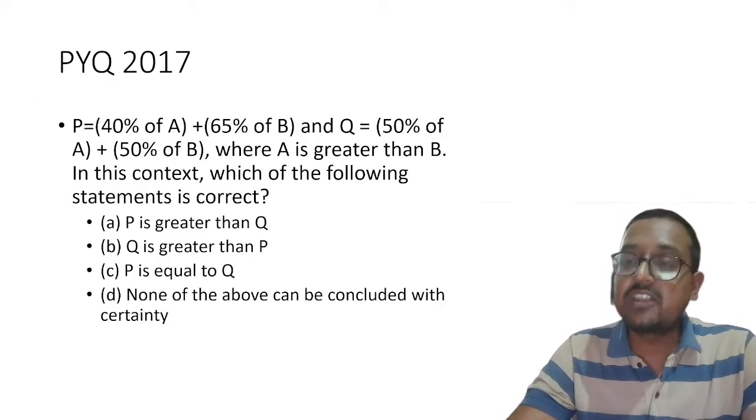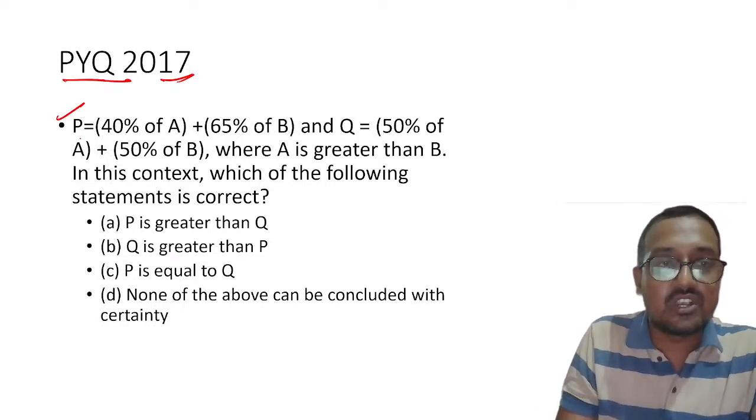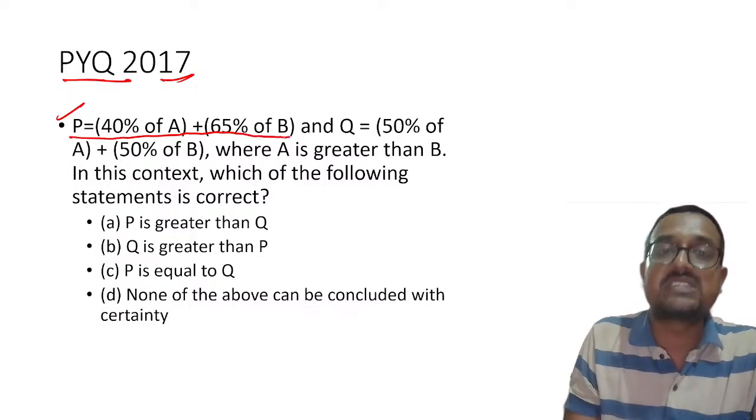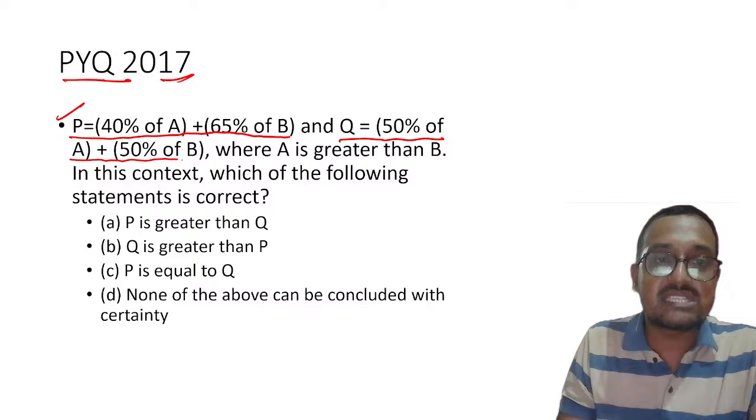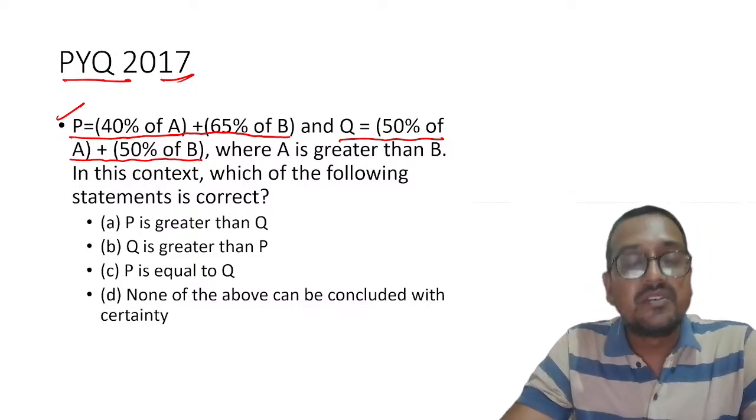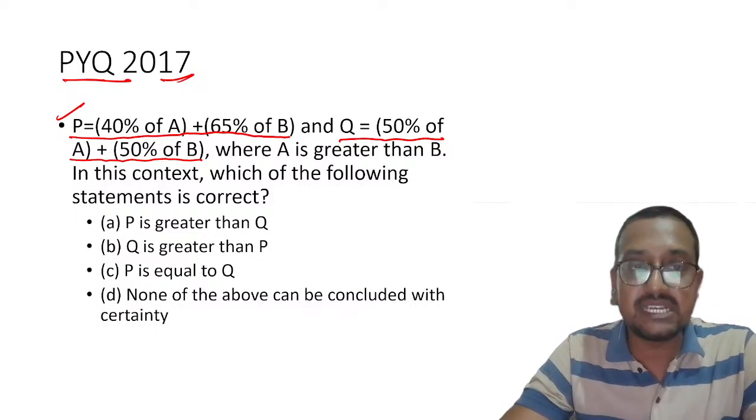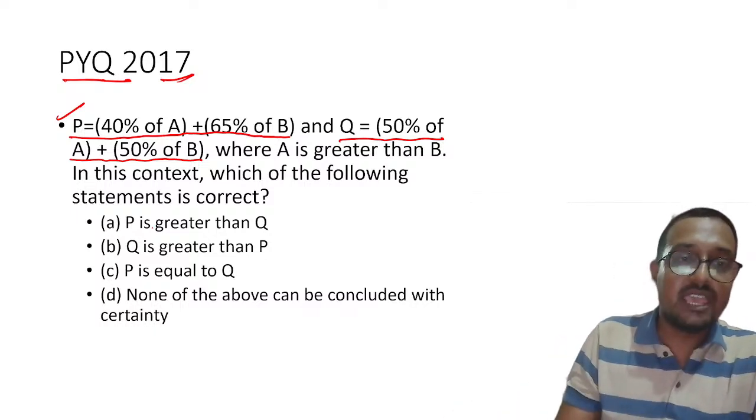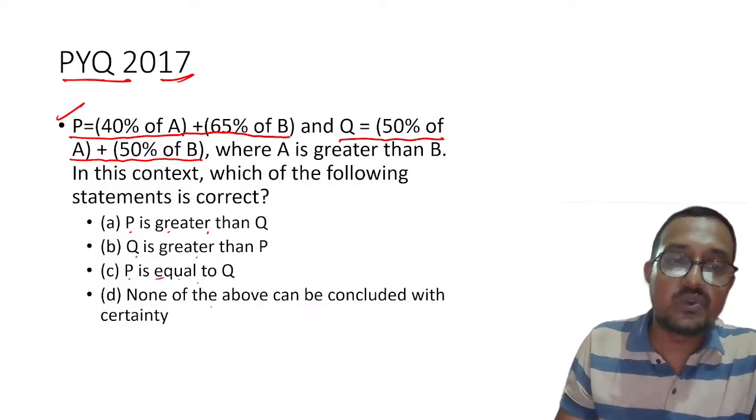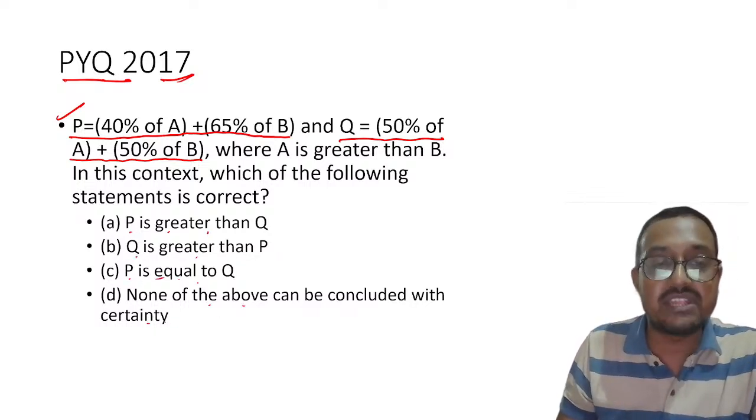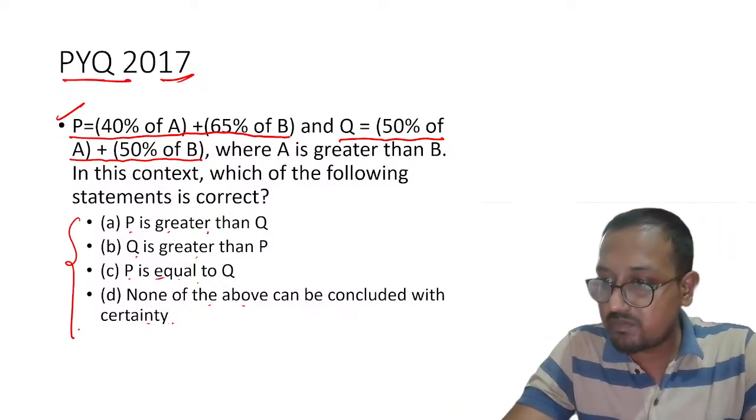Then the second question which I will take up is from 2017. P is equal to 40% of A plus 65% of B, and Q is equal to 50% of A plus 50% of B, where A is greater than B. In this context, which of the following statements is correct? Option A: P is greater than Q. Option B: P is less than Q. Option C: P is equal to Q. And option D: none of the above can be concluded with certainty. So there are four options. Please try to solve; if you want to, pause.